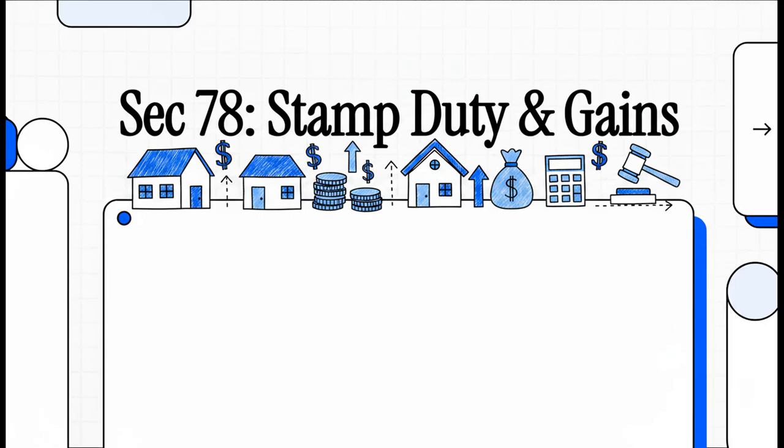Welcome to The Explainer. If you've ever dealt with a property sale, you know there's the price you agree on, and then there's the government's price. Today, we're going to dig into Section 78 of the Income Tax Act.